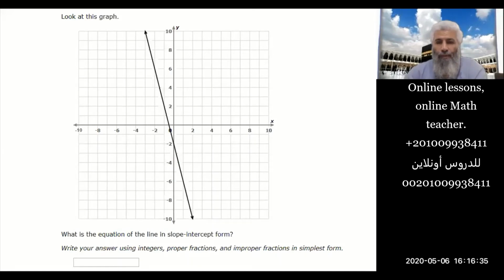For this graph, we need to write a function, write an equation for this line in slope-intercept form. Now we need to find 2 points exactly on the intersection of numbers. Like here, this point is (0, -2), exactly. And we can find another point, I think, maybe here. This one is y = -6, and x is 1.